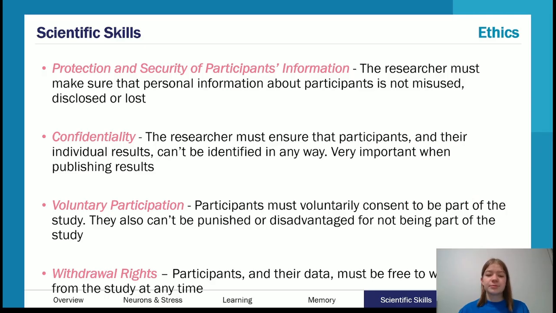Often if you're doing research, there'll be rules around how the information needs to be handled to make sure this is upheld. With withdrawal rights, make sure you're aware of the fact that it's not just that participants can withdraw, but also their data. So they can decide, you know what, I don't want my data to be used for this that you've already collected. Take that out now.